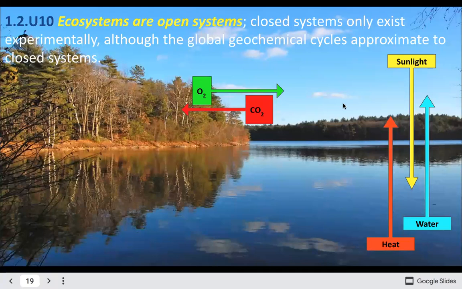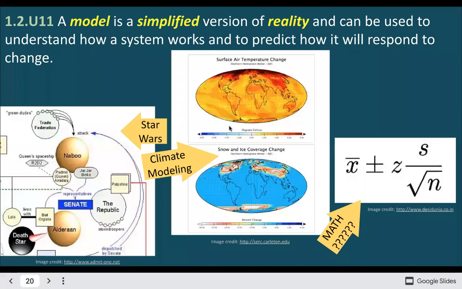So again, most systems are open systems, right? We have exchange of oxygen and carbon dioxide happening in plants here. We have evaporation of water happening in the lake here. We might have an animal come and drink some of that water. We might have an animal breathe some of that oxygen and produce CO2.